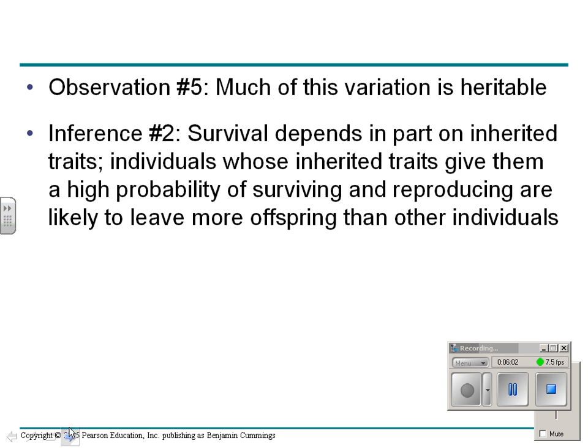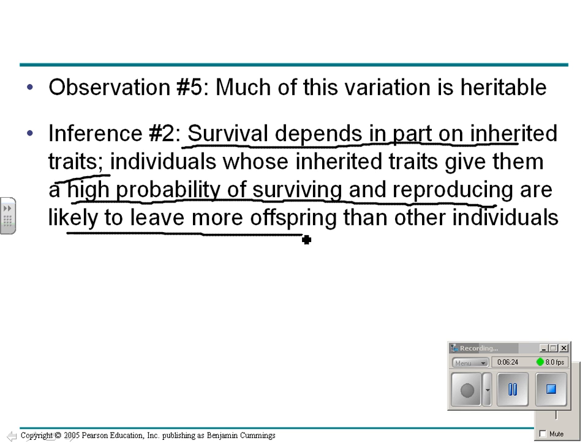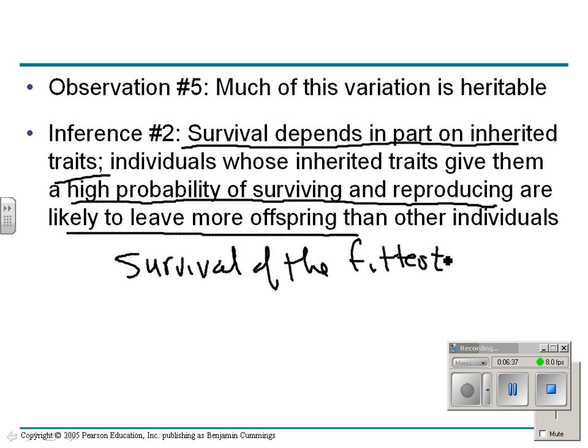And his 5th observation is that much of this variation is heritable, or able to be inherited. So, what does that leave us with? Well, survival then must in part depend on inherited traits. Individuals whose inherited traits give them a high probability of surviving and reproducing are likely to leave more offspring than other individuals. What do we call that? Survival of the fittest. Okay? Survival of the fittest.